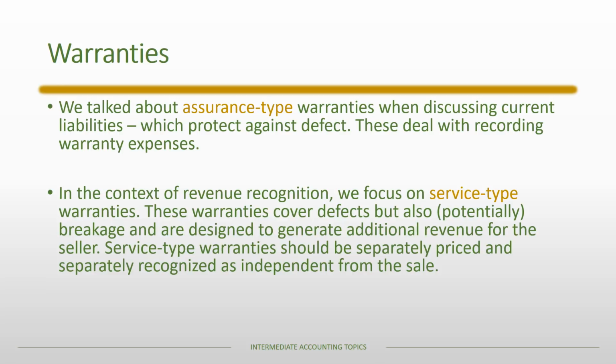And so when we talk about service type warranties, you can recognize those separately, and they should be separately priced and separately recognized. So this would be a warranty that's independent from the sale. I just wanted to make sure we distinguish between warranties with regards to current liabilities compared to what we're talking about here. Again, before it was assurance type warranties, and now it's a service type warranty.